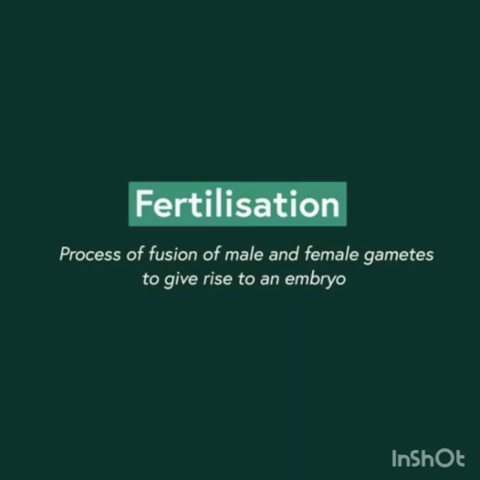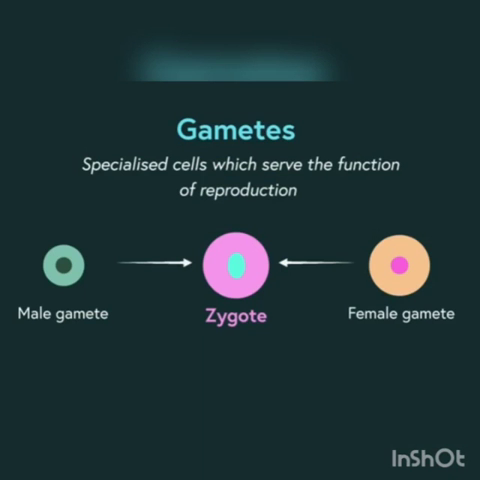Before understanding this process, let us understand the terms which are new for us. First, I will let you know what gametes are. Gametes are the specialized cells which serve the function of reproduction. Gametes will be different in the males and the females. Sexual reproduction is where the gametes from both male and female individuals unite to form a zygote.